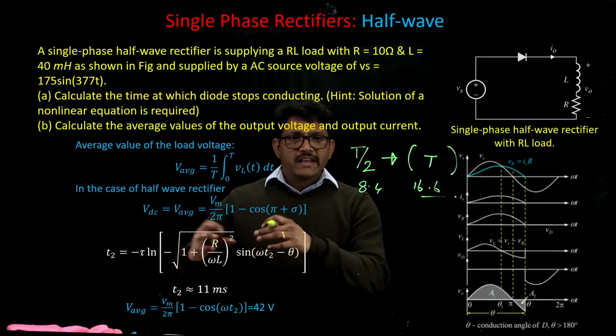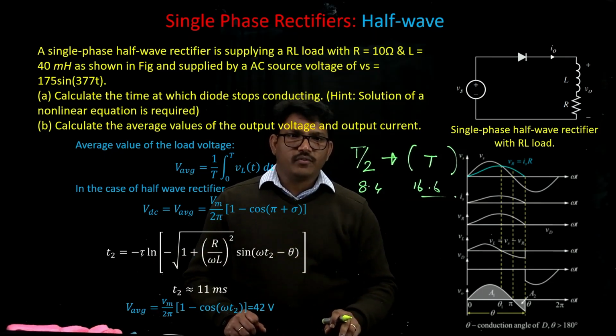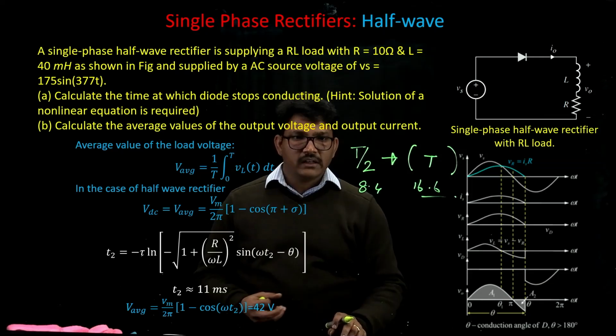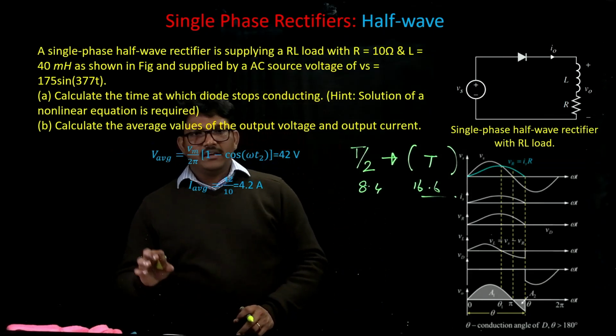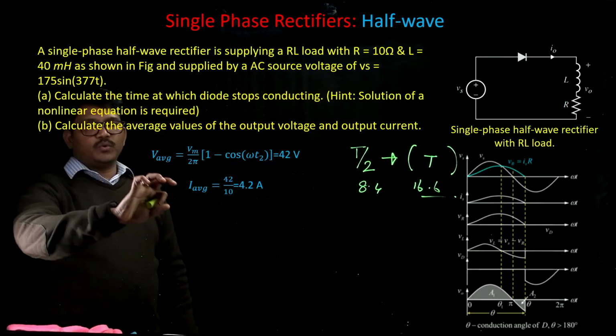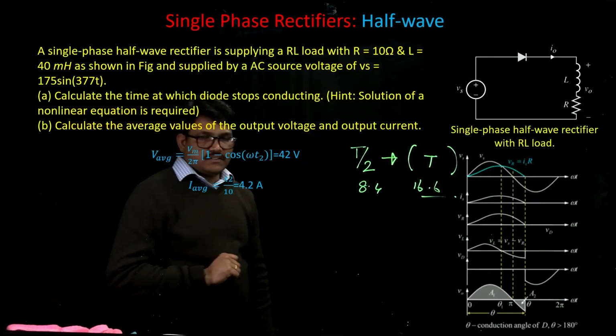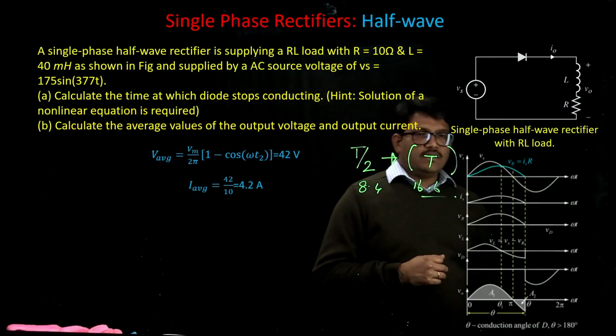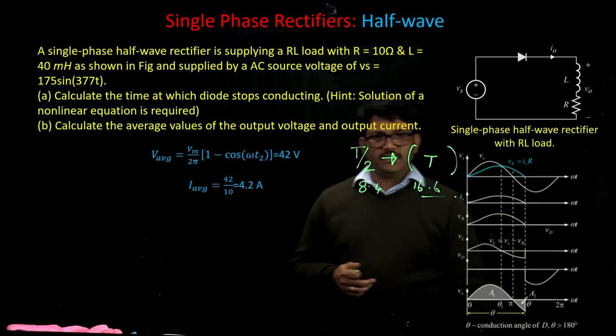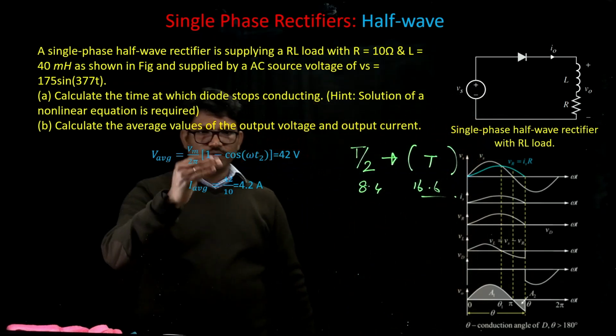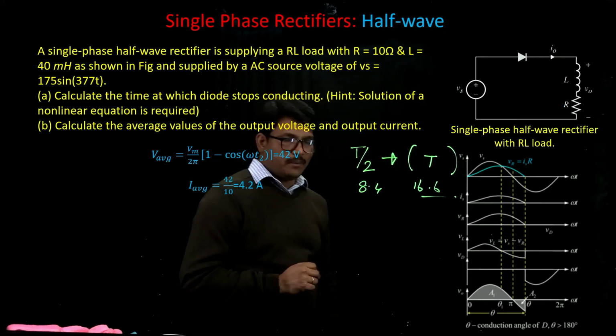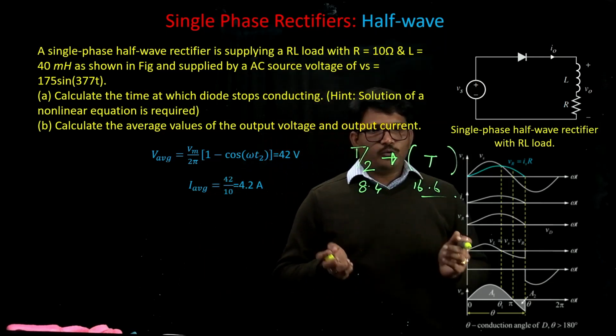After getting the average value of the output voltage, what we need is the average value of the output current. We get that simply by dividing the average value of the output voltage by the value of the resistance, because we want the average, and the inductor does not much affect the average value of the current. So 42 by 10 is 4.2 amps, which is the average value of the output current for us.